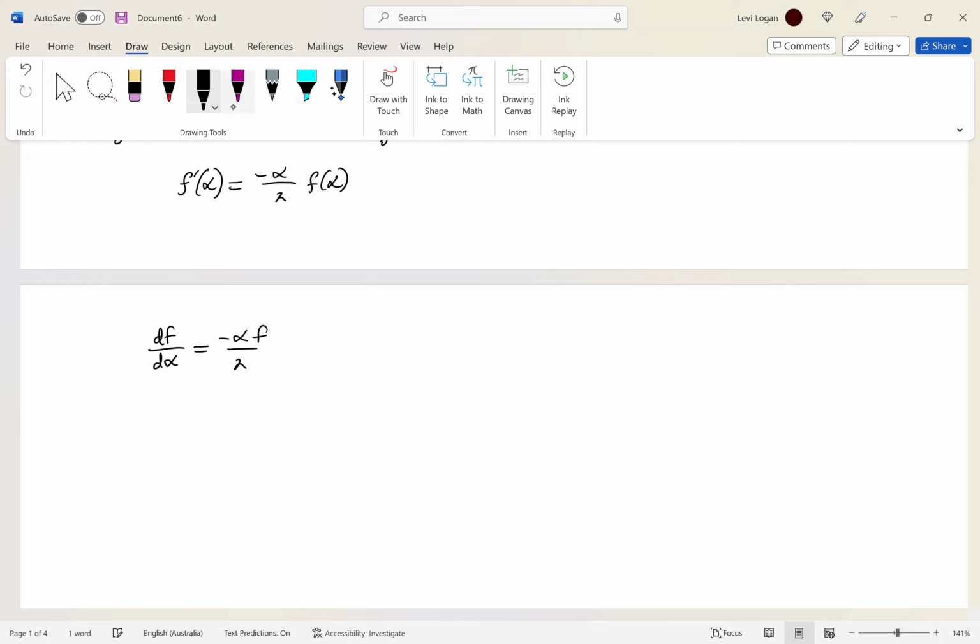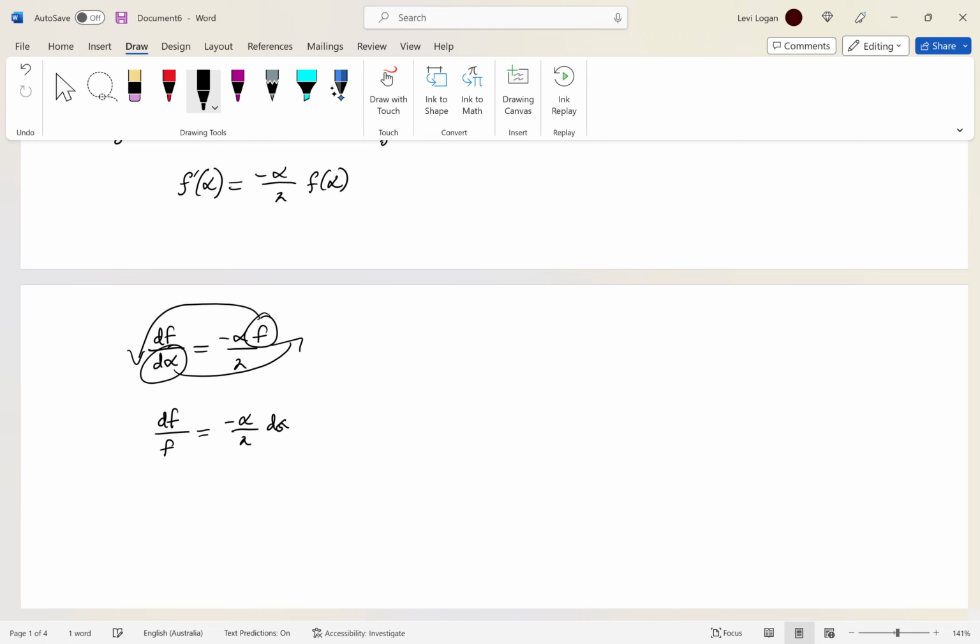Now the way we do this is basically we get all our f's on the side with the df and all of our alpha on the side with the d alpha. So all we're going to do is move the alpha up here and move the f down there. We divide by f on both sides and multiply both sides by d alpha. So we're left with df over f is equal to negative alpha over 2 d alpha.